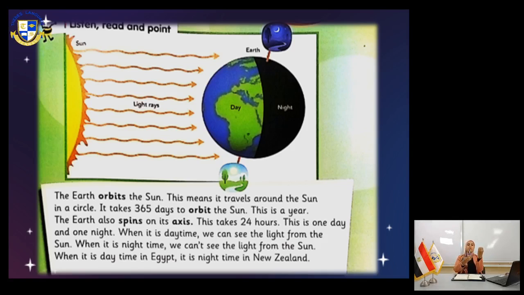But what about the day and the night? When the earth turns, it spins on its axis like this. It turns on its axis in front of the sun. It changes the day and the night. Day and night, morning and night. It takes how many hours? 24 hours, which equals 1 complete day and 1 night.